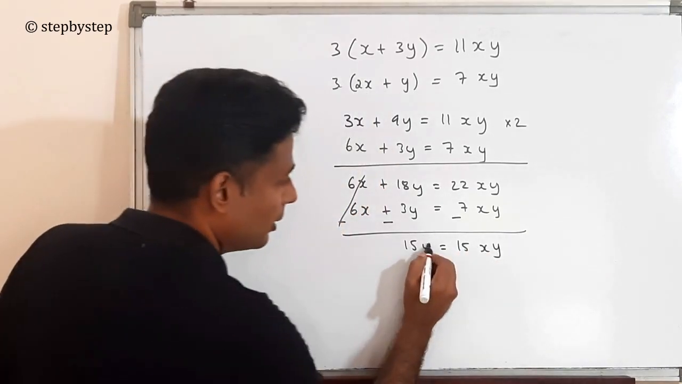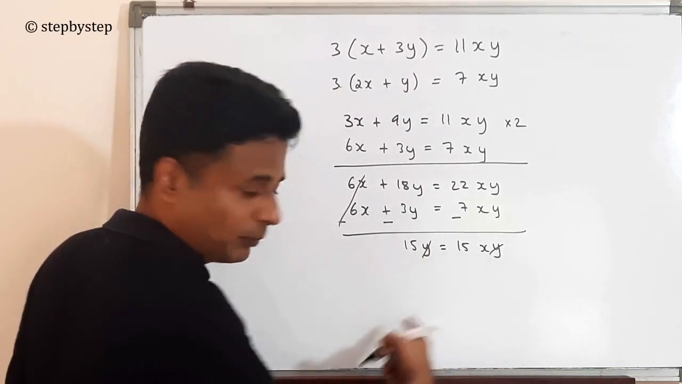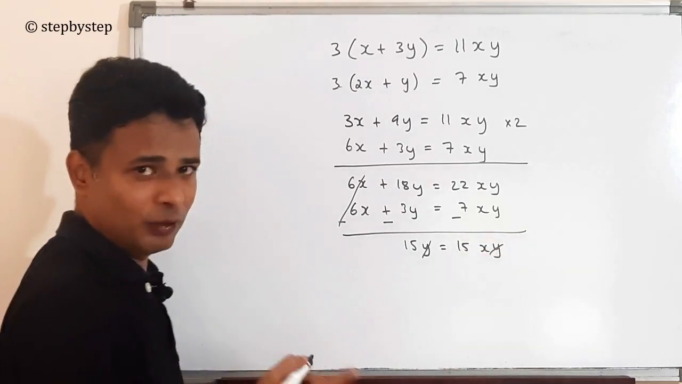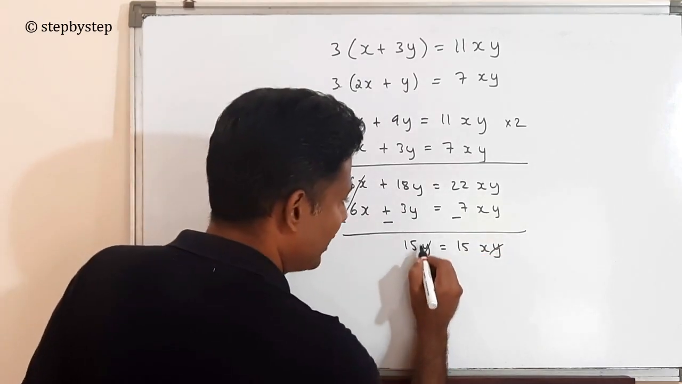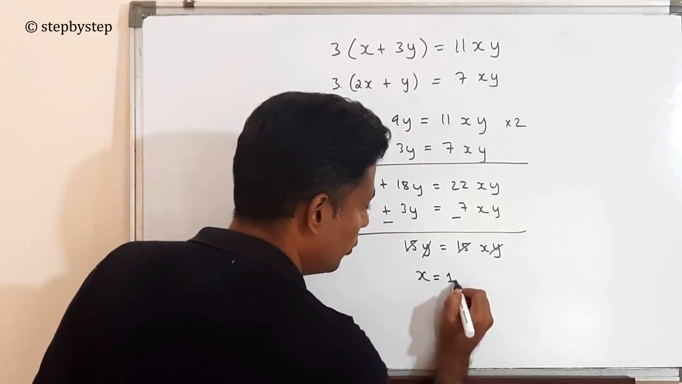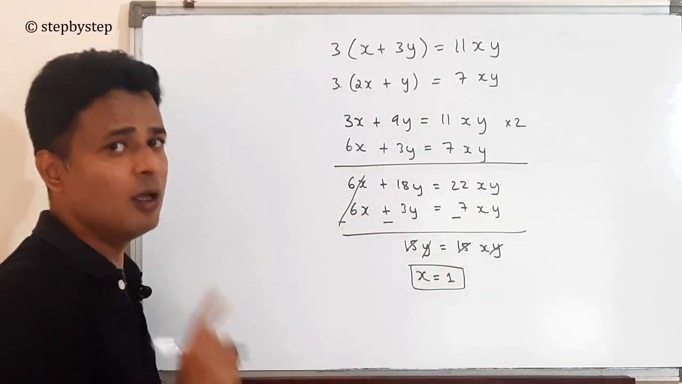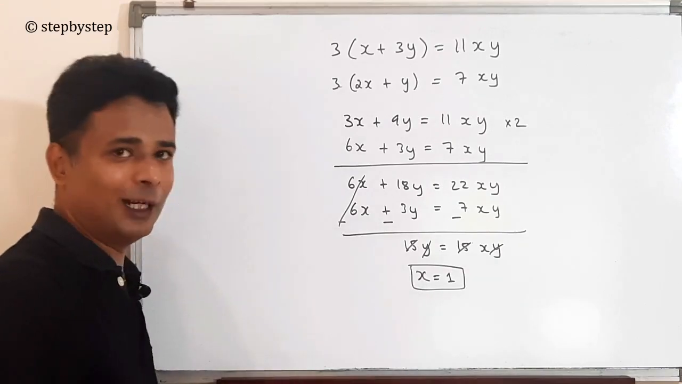Now what happens? This y and this y cancel. Why? When I take y to the other side, it becomes y by y. Y by y will cancel. And 15 and 15 cancel as well. So what do I get? x equal to 1. Remember, it's not 0. It becomes 15 by 15, 1. So I found the value of x.